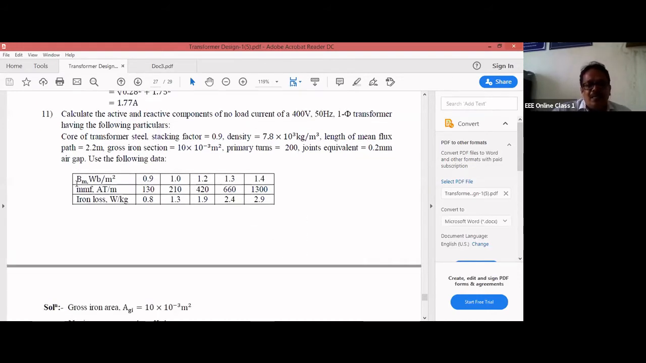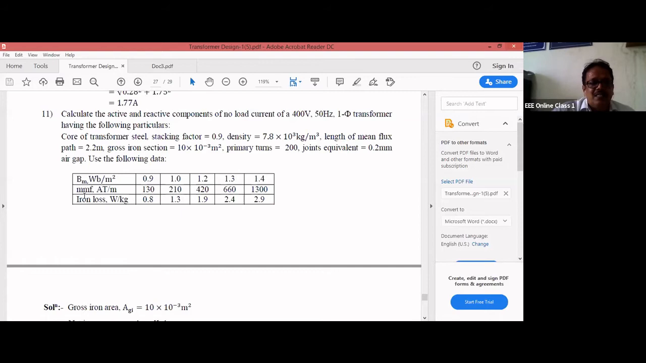Try to calculate BM. For a corresponding value of BM, I can select these two values. Suppose it becomes 1, I can take ampere turns 210. Likewise, for iron loss, I can take 1.3 directly. Suppose it came 1.4, I can take these two values.